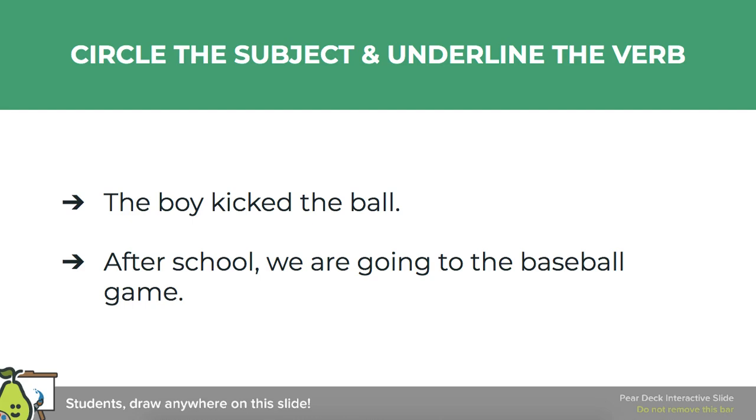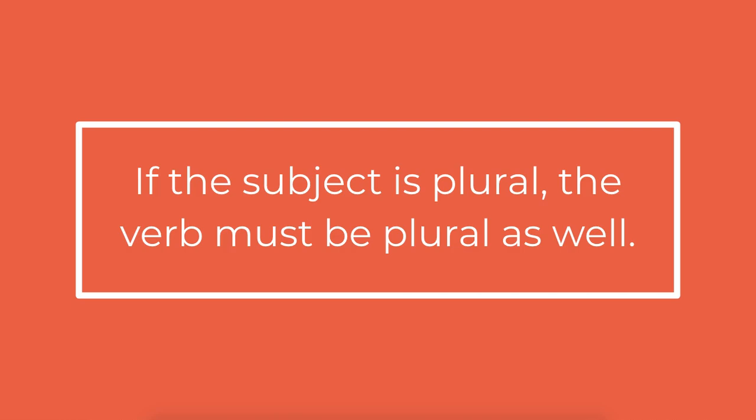Now, as kind of a bonus in this sentence, the baseball game is considered the object of the sentence. We will talk about that more in depth another time, but just so that you know, we is the subject, are going is the verb, and then the baseball game is the object. Now, this is where subject-verb agreement comes into play. If the subject is plural, the verb must also be plural. Let's see what that looks like.